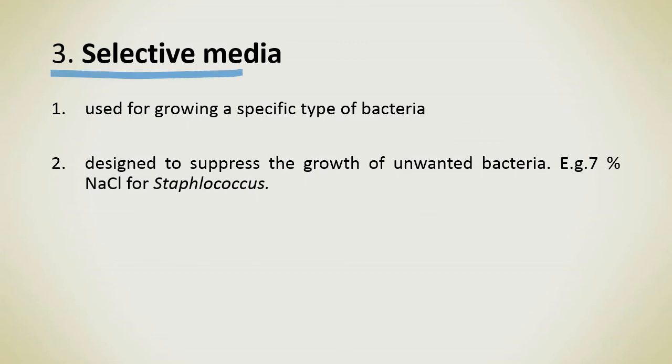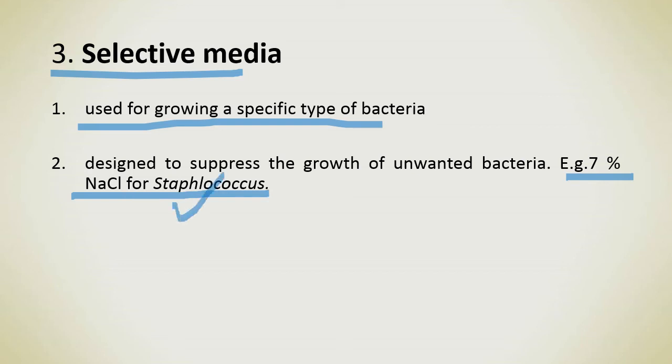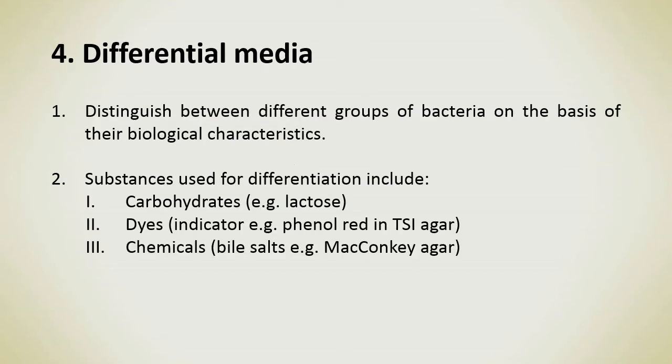Okay, the third one is the selective media. As the name tells us, this media favors a particular bacteria and does not favor the rest. Usually it's used for growing a specific type of bacteria. For example, 7% NaCl medium for Staphylococcus. This media will favor Staphylococcus growth and will suppress the growth of unwanted or other bacteria.